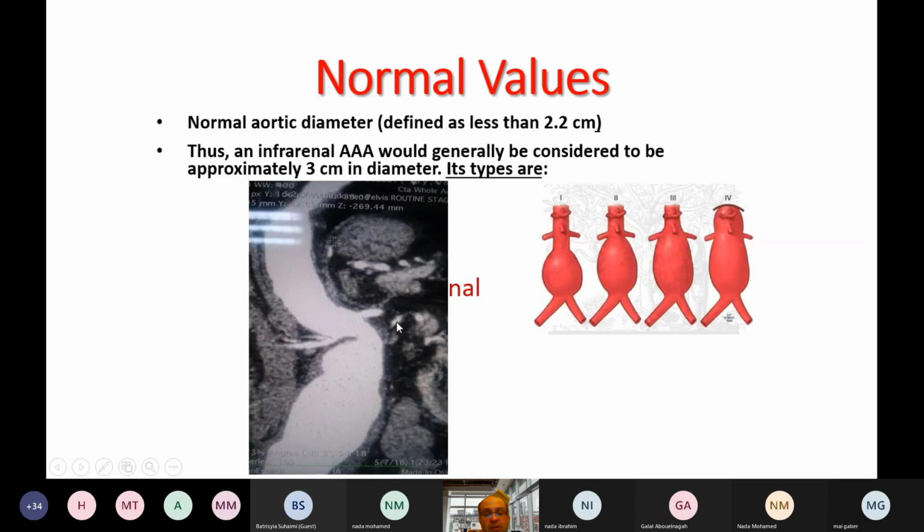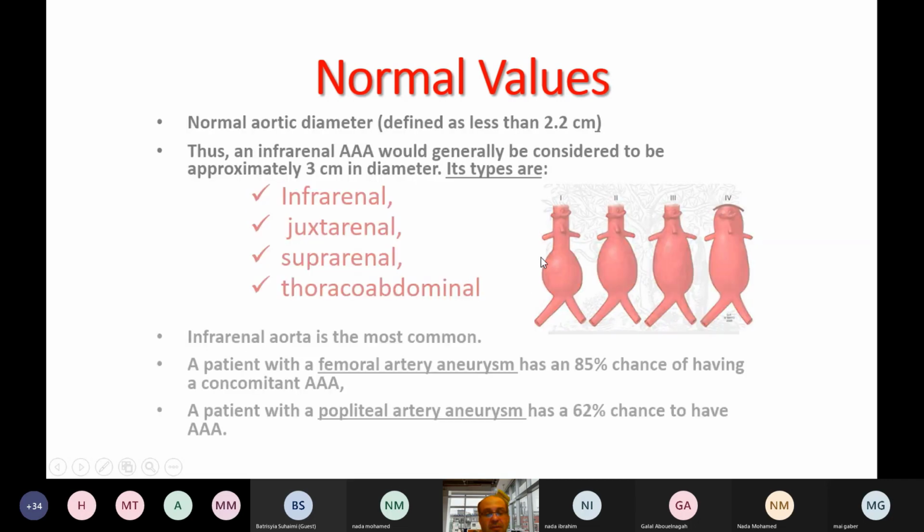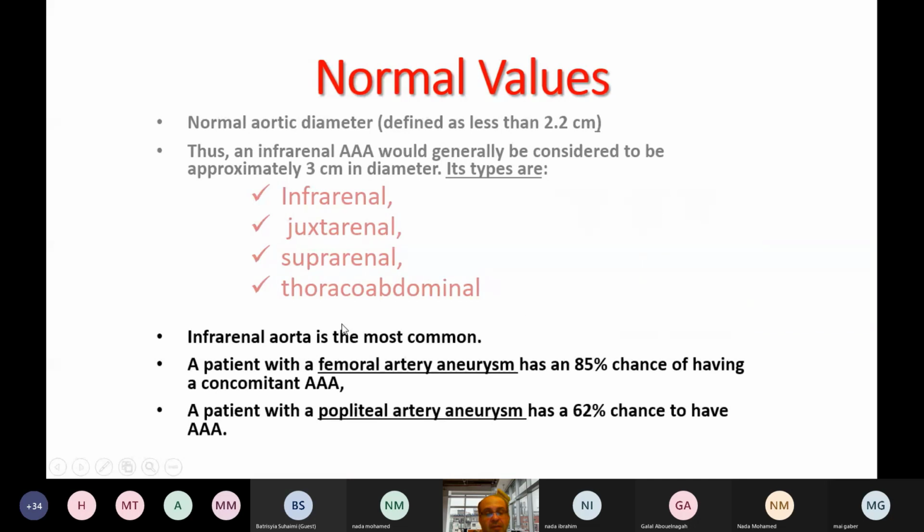Infrarenal aorta is the most common. Fortunately, it is the most common because it has a good prognosis.